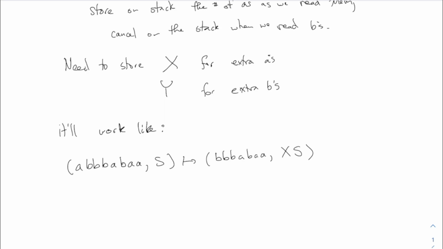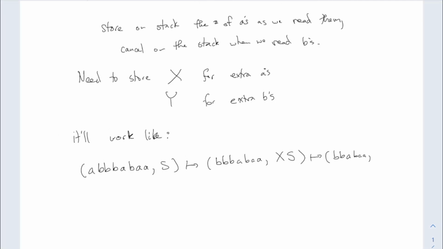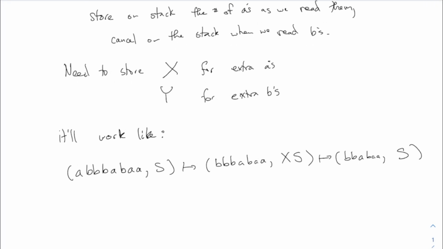All right, so since I read an A, that's like one extra A so far, and I store that as an X. Now I see a B, and a B cancels the X, which means we're equal after the next step. So I read the next B, and then I cancel the X which was on the stack, and I end up with just S now. So when you see just S, that means at this point we're even. I've seen an equal number of A's and B's so far.